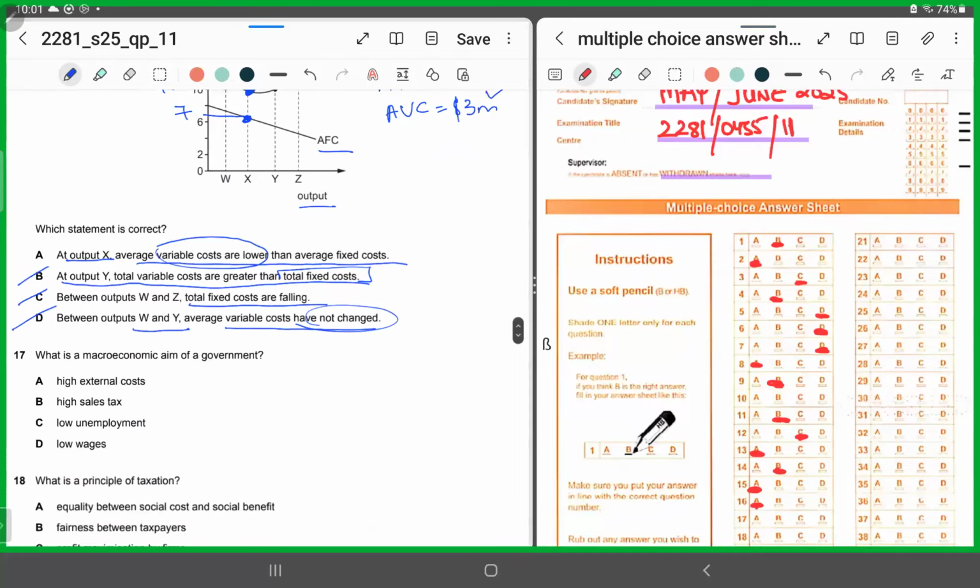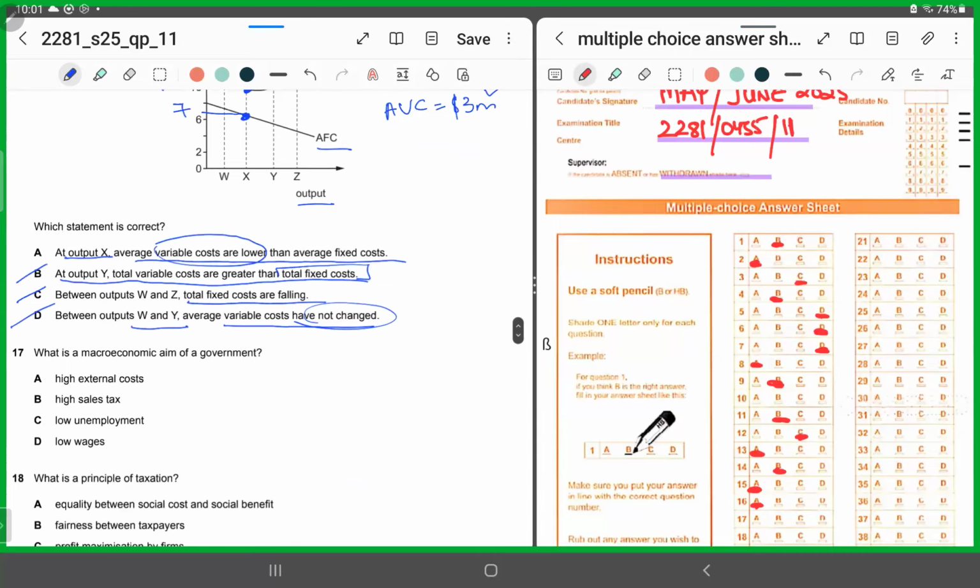18. What is the macroeconomic aim of a government? High external cost, high sales tax, low unemployment, low wages. A, B, D are all microeconomic topics. Macroeconomic aims talk about the totality, talking about aggregates. It's unemployment. So for 17, we'll shade in C.